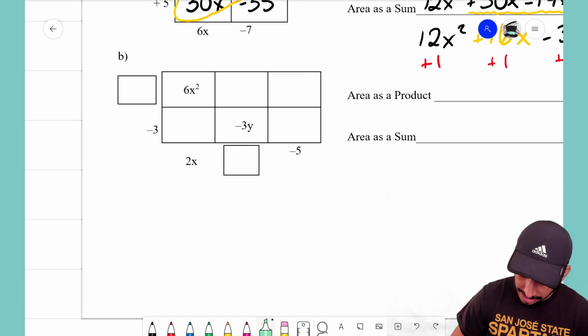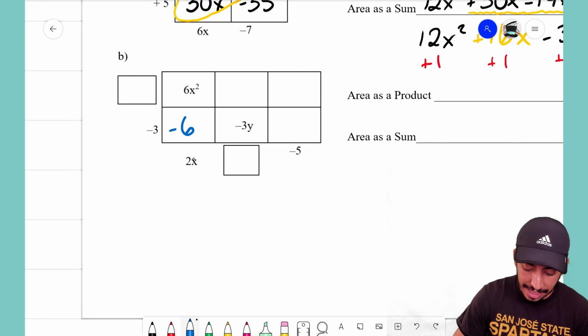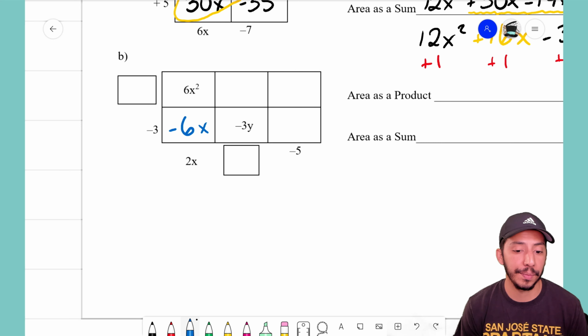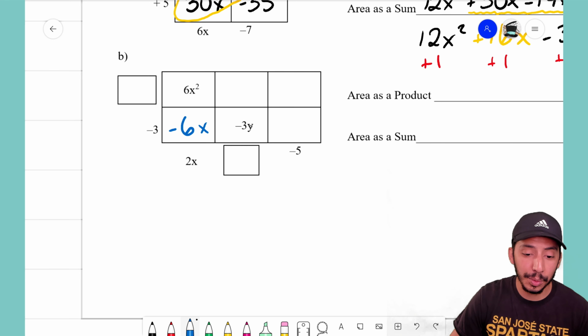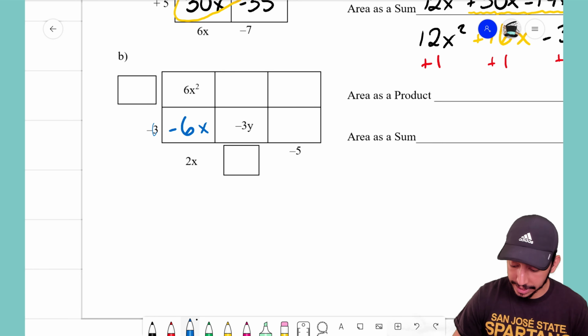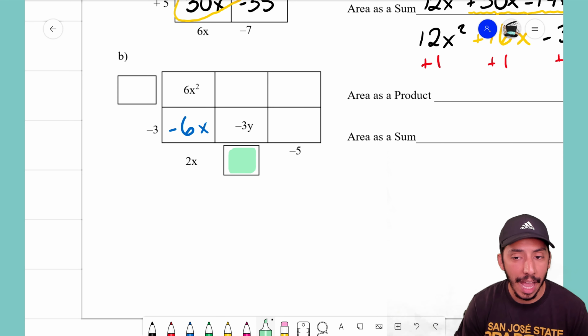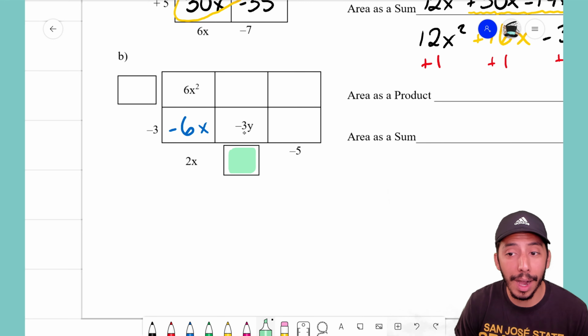I think what she did is she took the 2 times the negative 3. 2 times negative 3 is negative 6. I only have 1 x here, so I can put that x in there. Okay, now look what happens when we go to the right. When I go to the right, I know that I'm multiplying negative 3 by something in this box. And whatever I multiply negative 3 by, it becomes negative 3y.